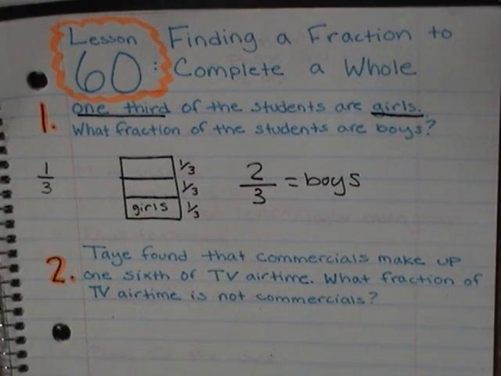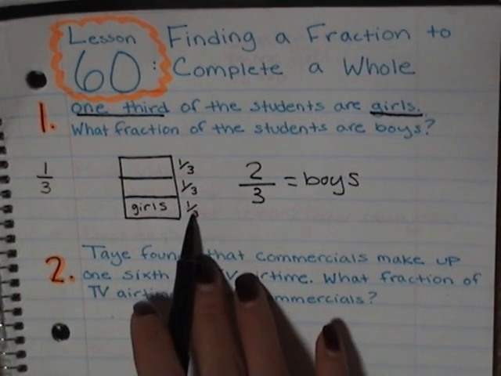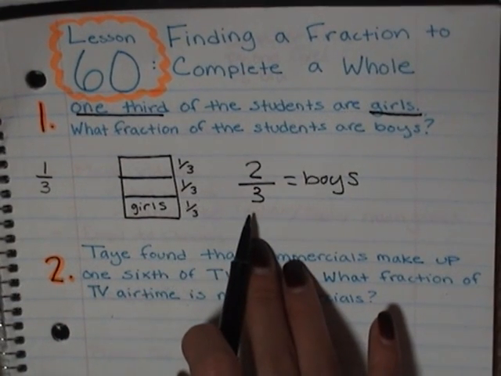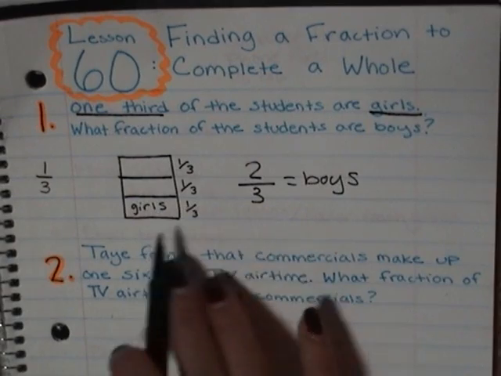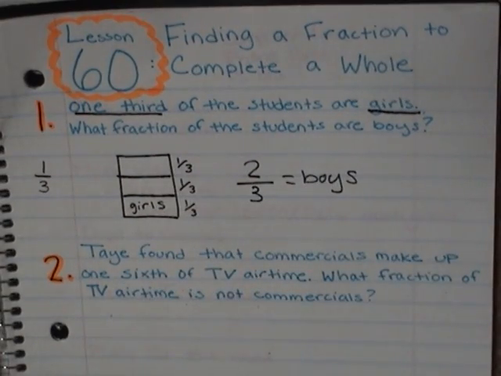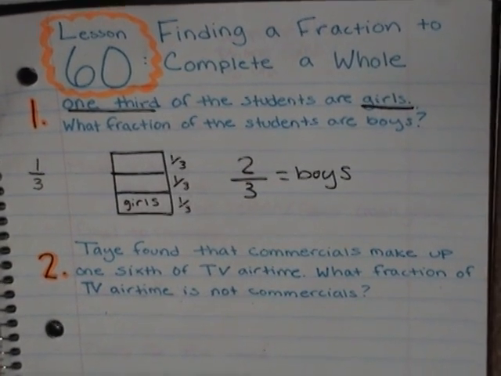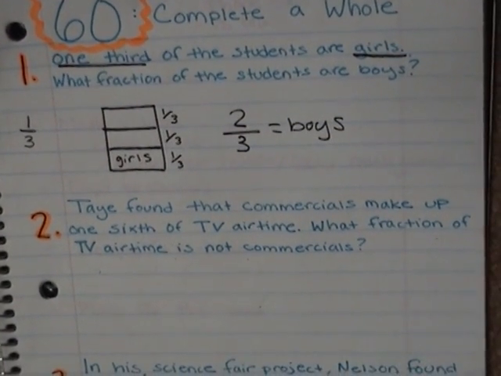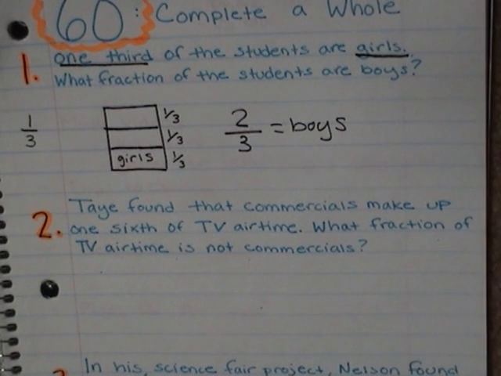Now I can go back and check. I can take my 1/3 that I know are girls and add it to my 2/3 that I already know represents the boys, and I should get one whole rectangle. Alright, I'm going to go ahead and move down to the next example. Remember, if there's too much to write, go ahead and pause and you can write it and then hit play again to come back to the video.